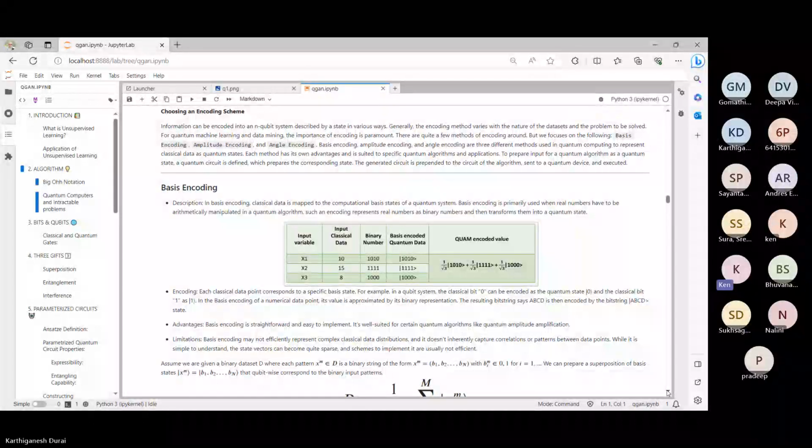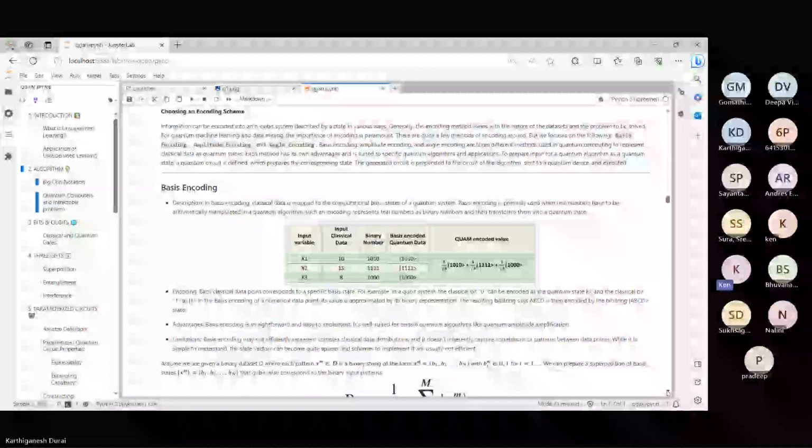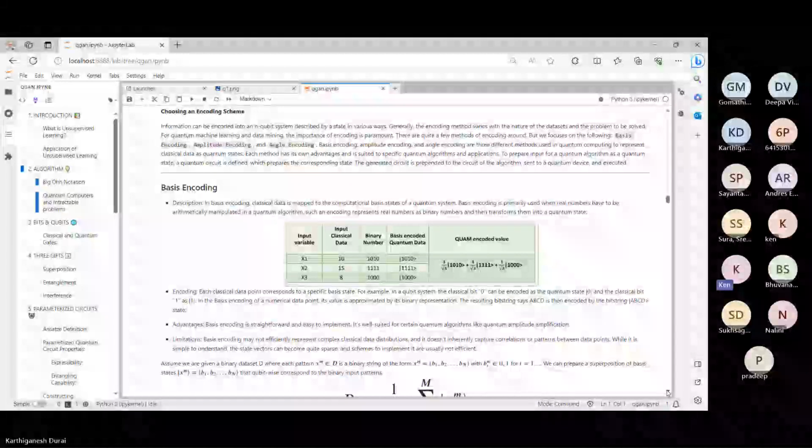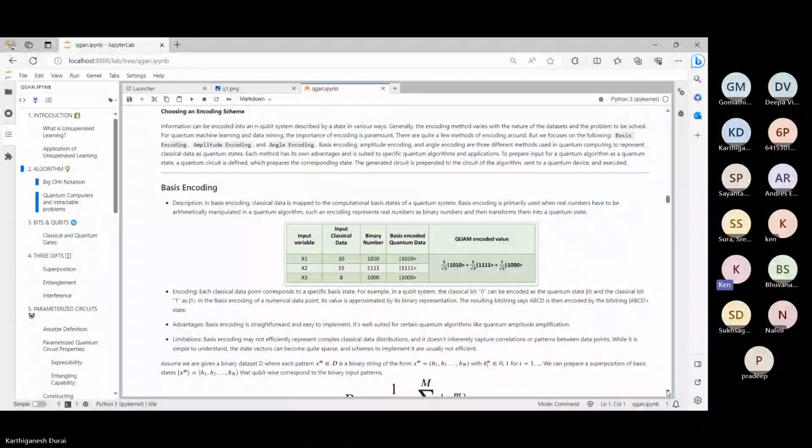And it has its own advantage. It's straightforward to implement, very easy. But the limitation is it's not very efficient in terms of representing that space, utilizing that Hilbert space that we have to work with. Okay. The next encoding scheme is amplitude encoding. If you could scroll down, KG, to amplitude.